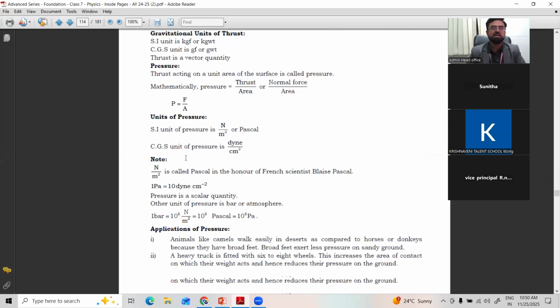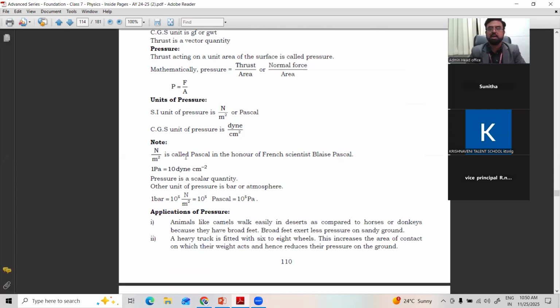Then pressure is nothing but thrust per unit area or force per unit area. How much force is acting on a particular area, right? If area is more, pressure is less. If area is less, pressure is more. The mathematical formula for pressure is P is equal to F by A, force by area, which is measured in Newton per meter square or dyne per centimeter square or Pascal. Pascal, bar, torr, atmospheric pressure, so many units are there for pressure.